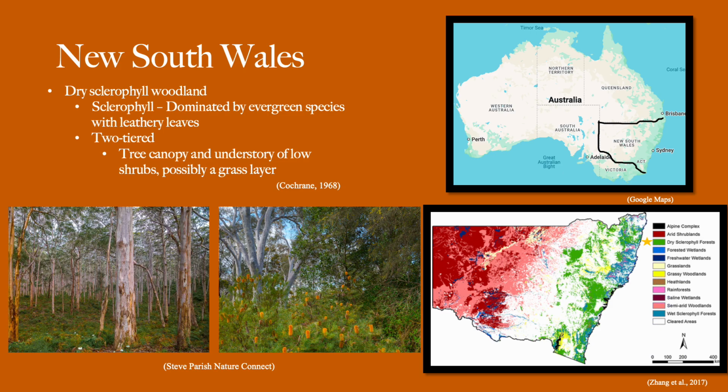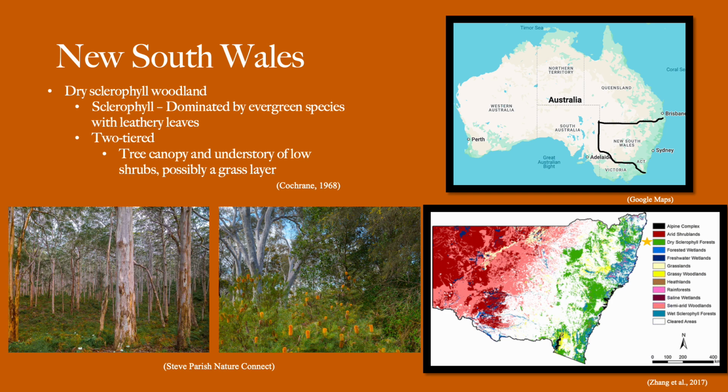So, we are looking at the area in New South Wales. It is the southeastern part of Australia. In the photo below, we will focus on the dry sclerophyll woodland in the southeast region of New South Wales.